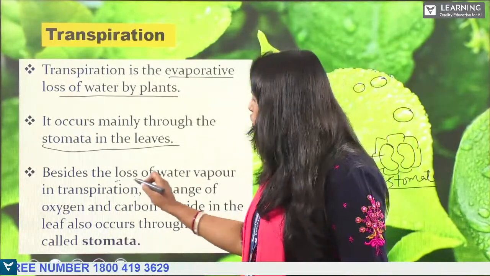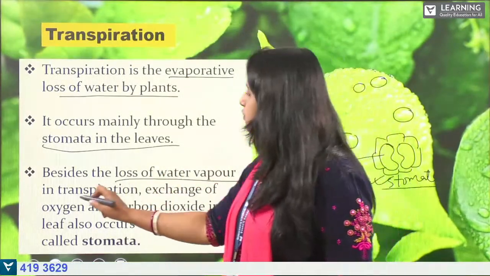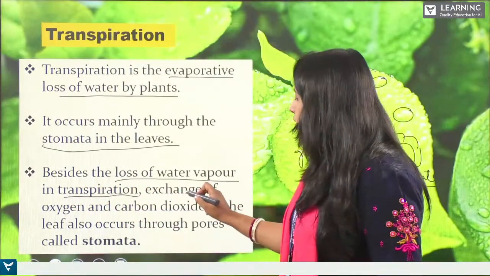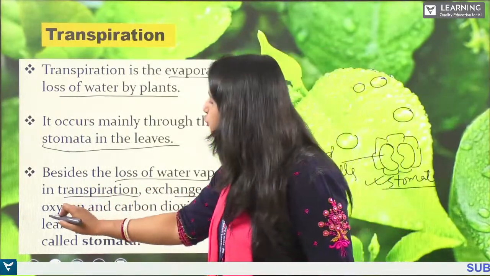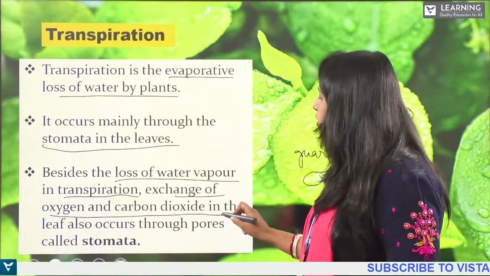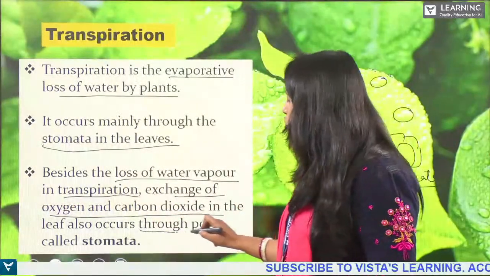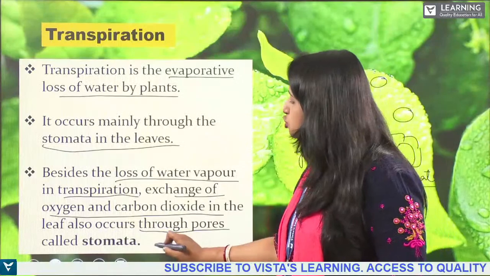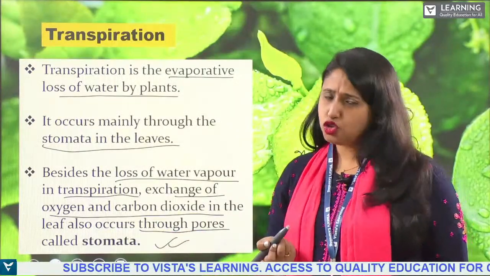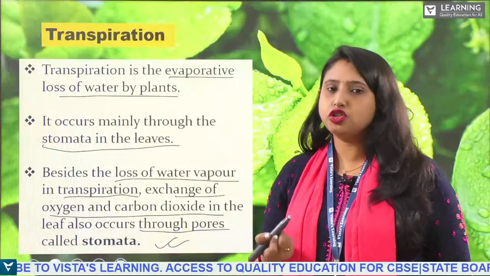So besides the loss of water vapor in transpiration, exchange of oxygen and carbon dioxide in the leaf also occurs through pores called stomata. So by now we know what the function of stomata is.